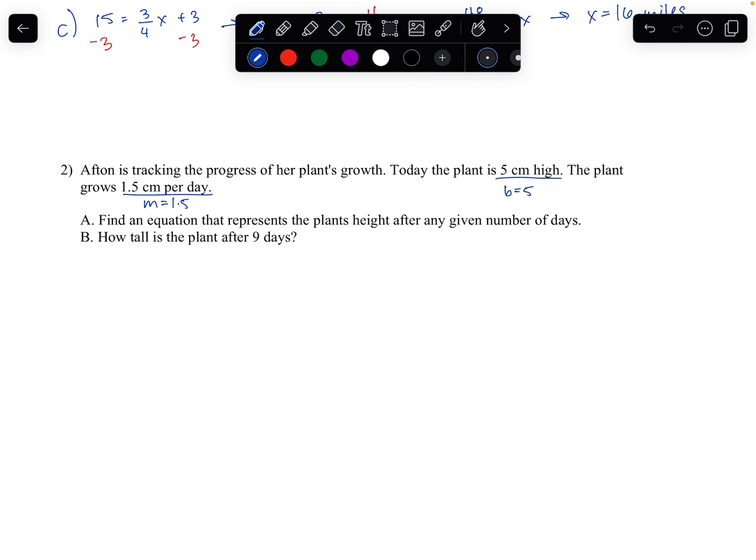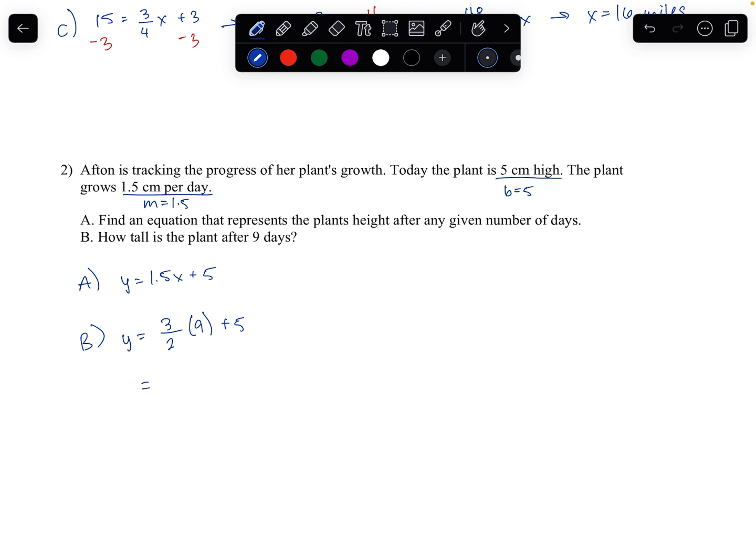Okay. Find an equation that represents the plant's height after any given number of days. So creating an equation, we'll just say y is equal to 1.5x plus 5, like that. And then b, how tall is the plant after 9 days? So I'm going to use this equation, and I'm going to substitute 9 in for x. I'm also going to write 1.5 as 3 halves, because I like working with fractions rather than decimals. So we got 3 halves times 9 plus 5.